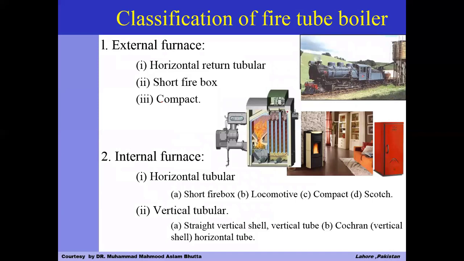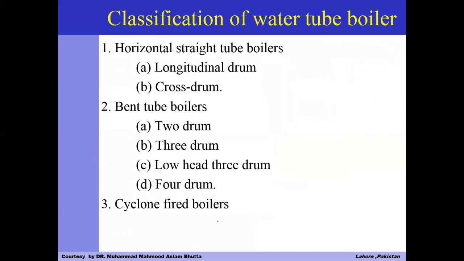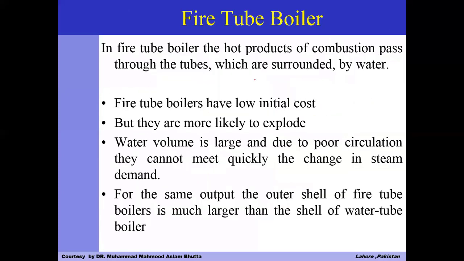The next classification is the fire tube boilers. In the fire tube boiler, the hot products of combustion pass through the tubes which are surrounded by water. This is exactly opposite to the water tube boiler. In the water tube boiler, water is in the tubes, and this is the heat source. But now, water is inside the drum, and the heat is inside the tube. So the principle is exactly opposite to the water tube boiler.